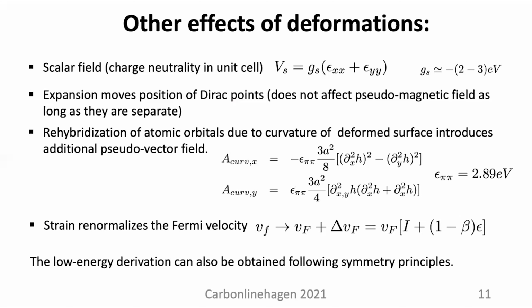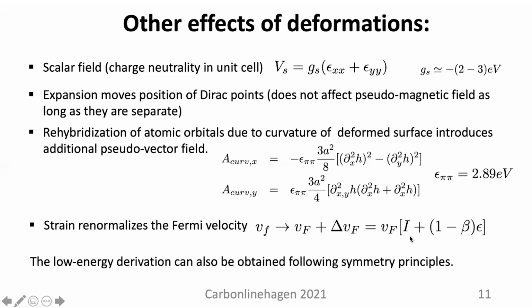Now, another effect is that when we have the membrane that is curved, these pi orbitals are no longer always perpendicular to the membrane. When the membrane is not flat, when the membrane is curved, these pi orbitals also tilt away from each other, changing the overlap. This can also be expressed in terms of another pseudo vector field that has this expression, and as you see, it depends on higher order derivatives of the deformation that produces the curvature. The strain also renormalizes the Fermi velocity, making the Fermi velocity anisotropic if the strain is anisotropic.